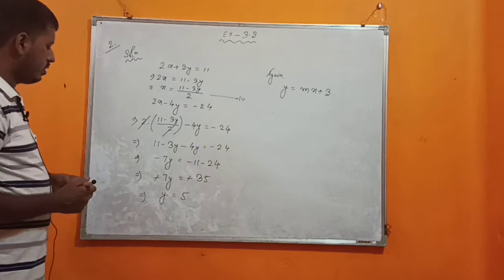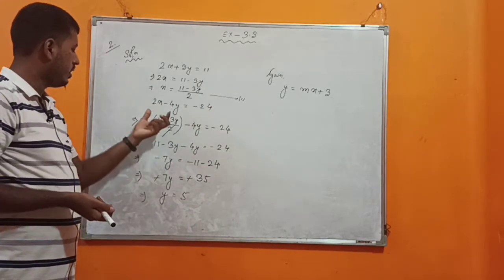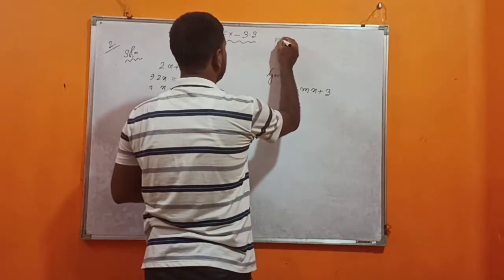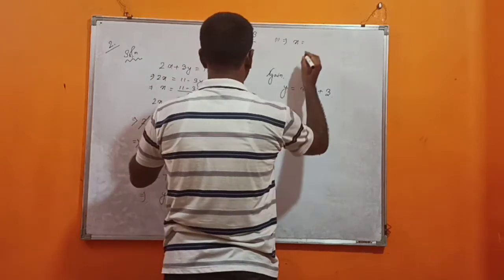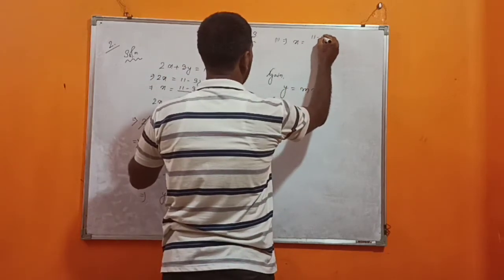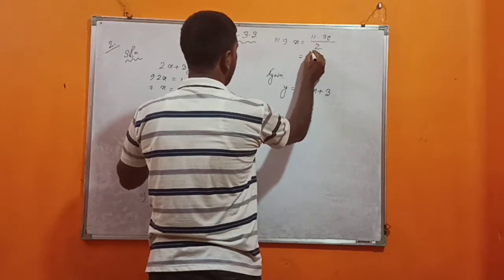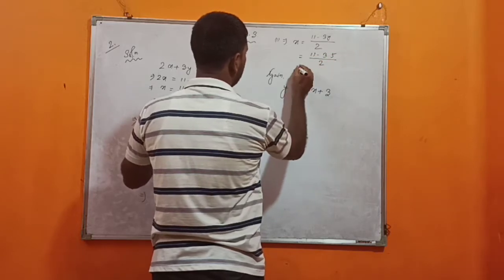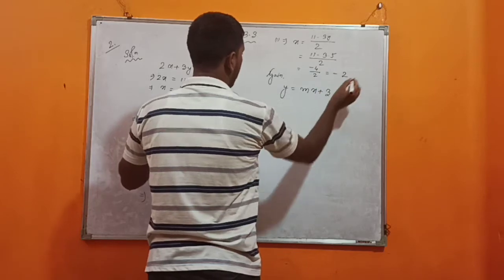So put the value of y equal to 5 in equation 1 to get the value of x. Okay, now 1 implies x equal to what? x equal to (11 minus 3y) by 2. So this will be (11 minus 3 into y, which is 5) by 2, is equal to minus 4 by 2, is equal to minus 2.